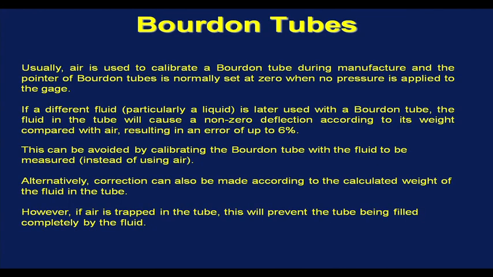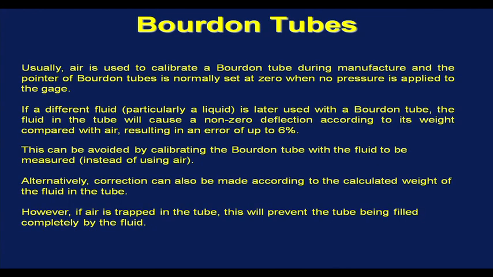Usually, air is used to calibrate the boron tube during manufacture, and the pointer of the boron tube will be set at 0 when no pressure is applied to the gauge. Now, if I apply a different fluid, and the problem is worse if you use a liquid, a non-zero deflection we may get, and this will result in an error of up to 6%.